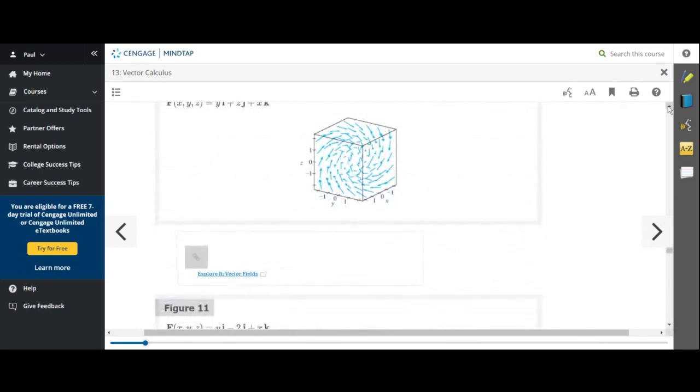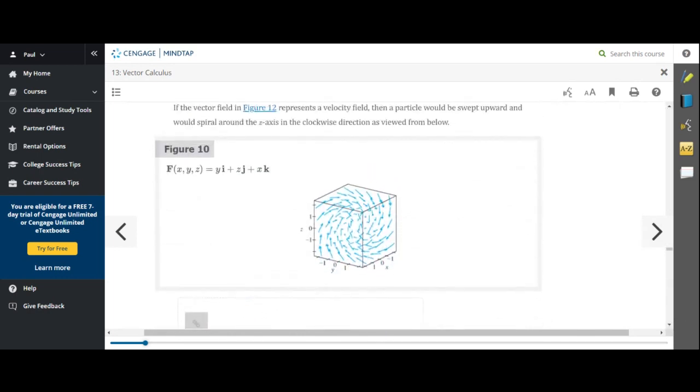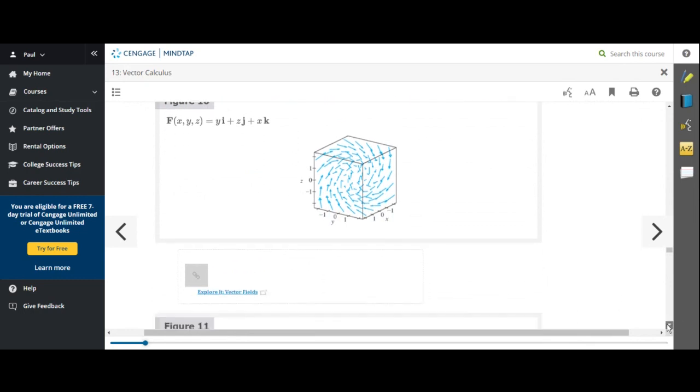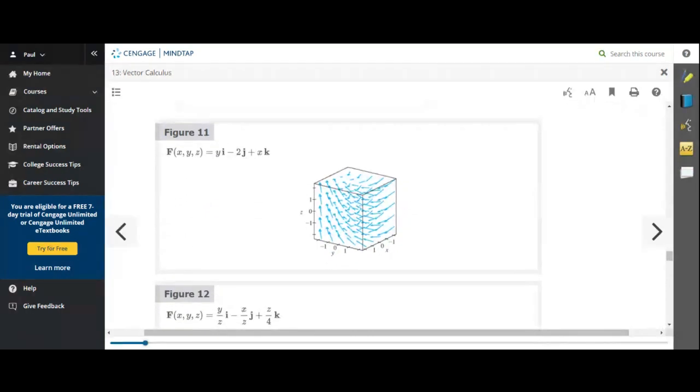Okay, here are other 3-dimensional vector fields, a little more interesting. This would be the vector field with components y, z, and x. Let me show you the second one. Look at this vector field in figure 11. What do all the vectors seem to be doing?